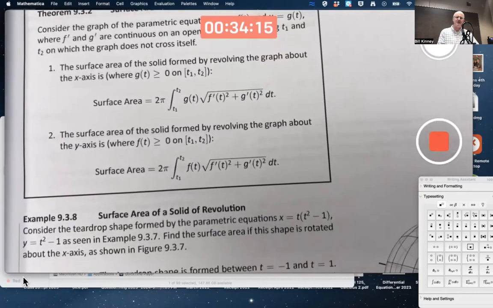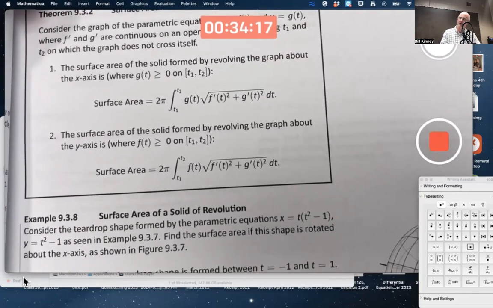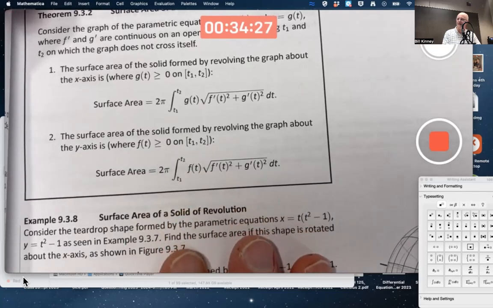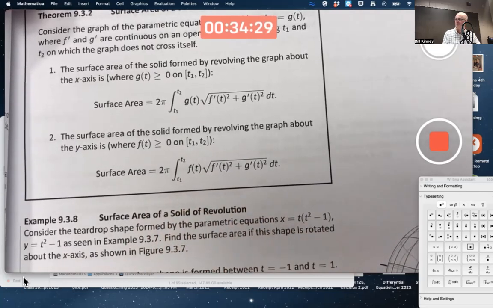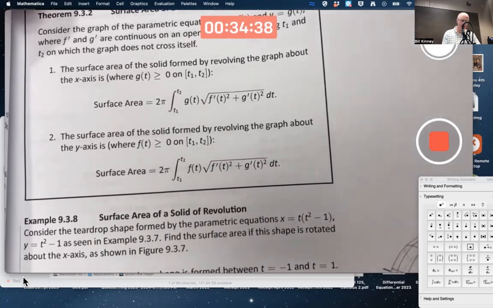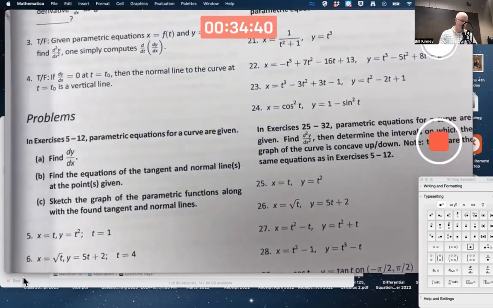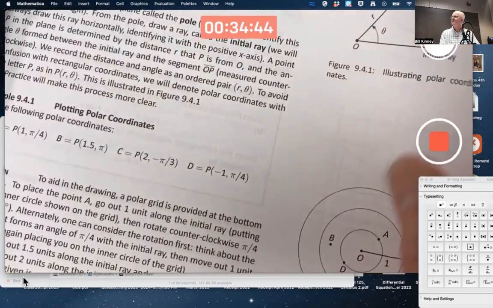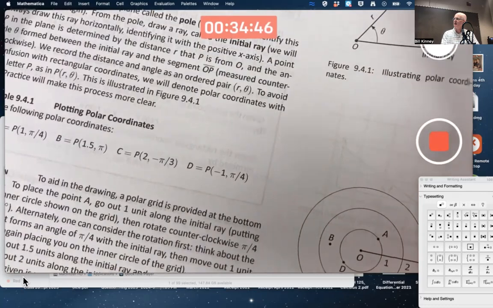I did talk about surface area, but if I recall correctly, there were no problems on surface area, or was there one? Was there one? Okay, let's say you should know this formula in certain simple examples. You should be able to use it. I think there was one problem. I'll double check that. We also talked about deriving the formula in class, but I wouldn't expect you to do the derivation on the test.